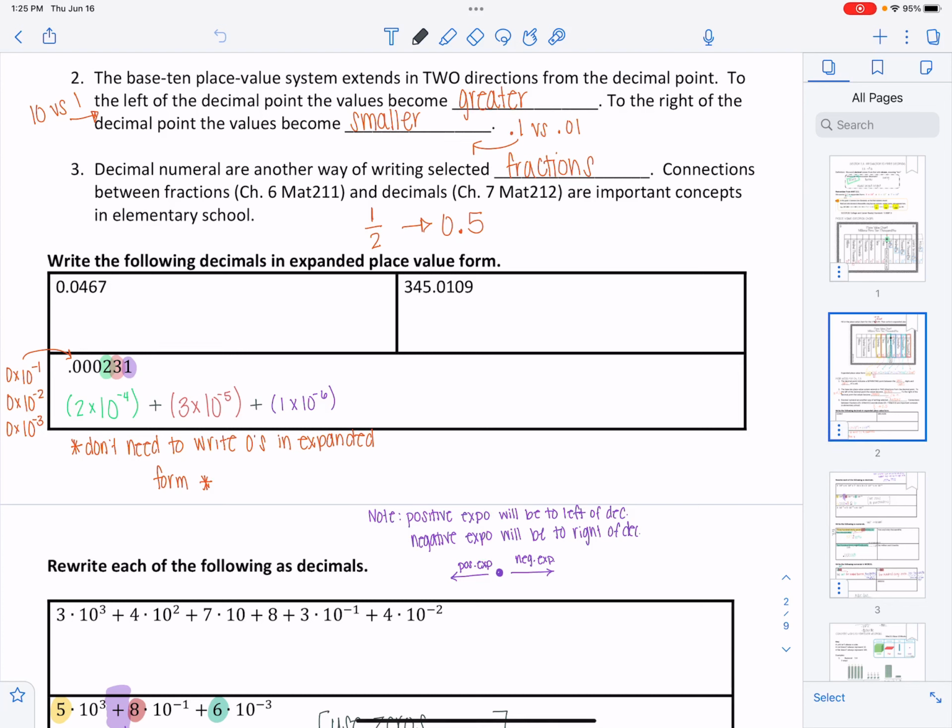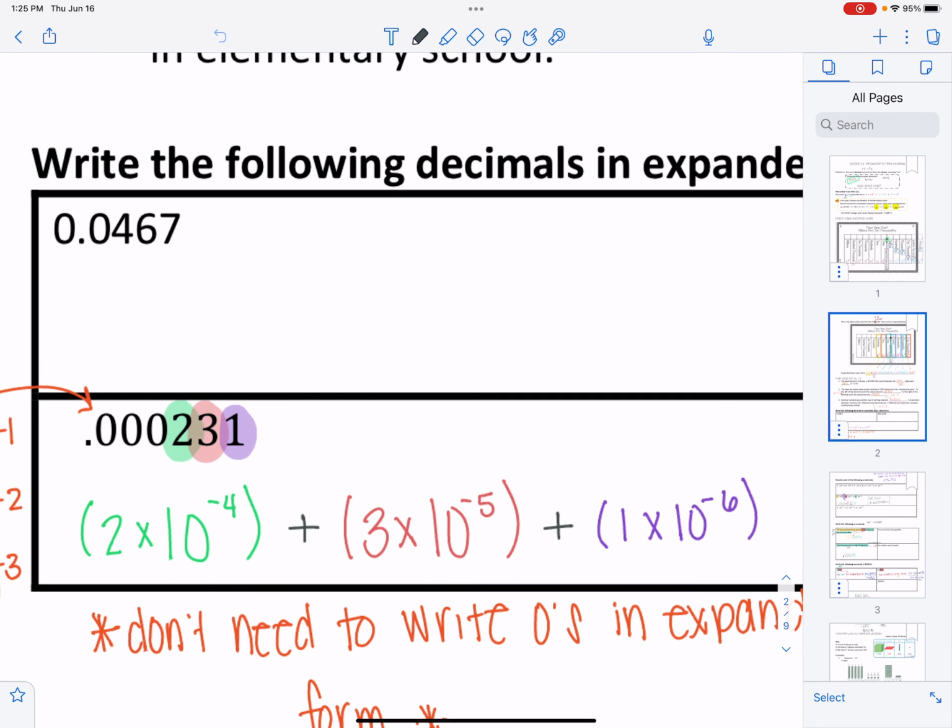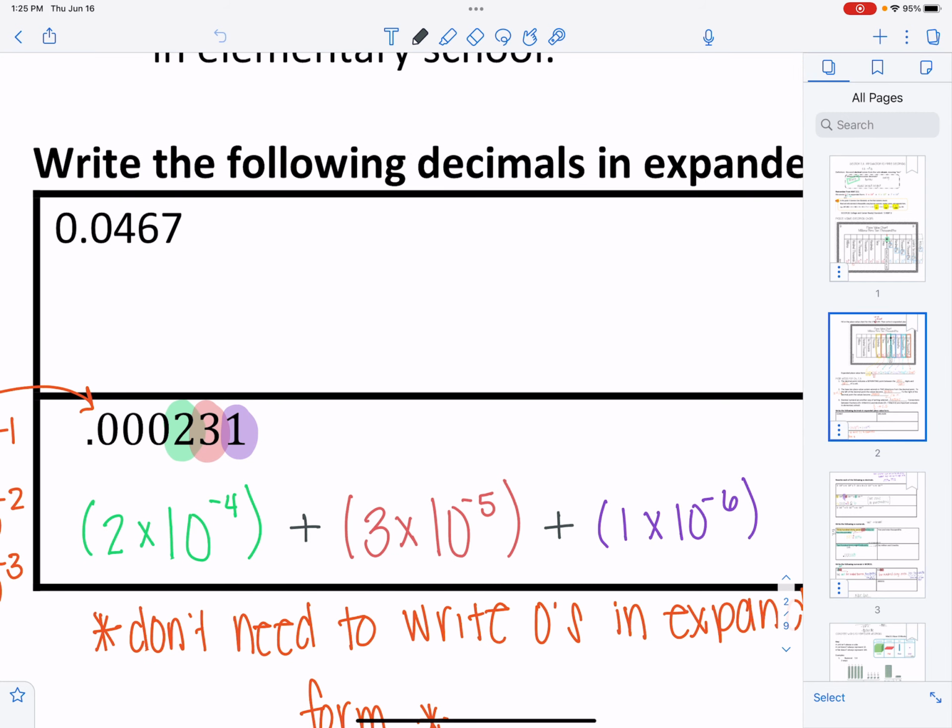Hey guys, I wanted to make a quick video just to go through a couple of examples that we missed in class. So the first one is taking a decimal and writing it into what we call expanded place value form. Essentially that just means writing it with the powers of 10. So this first one we have 0.0467. We're going to take it with our place value chart, line up the decimal, and then we're going to use that chart to write with our tens.